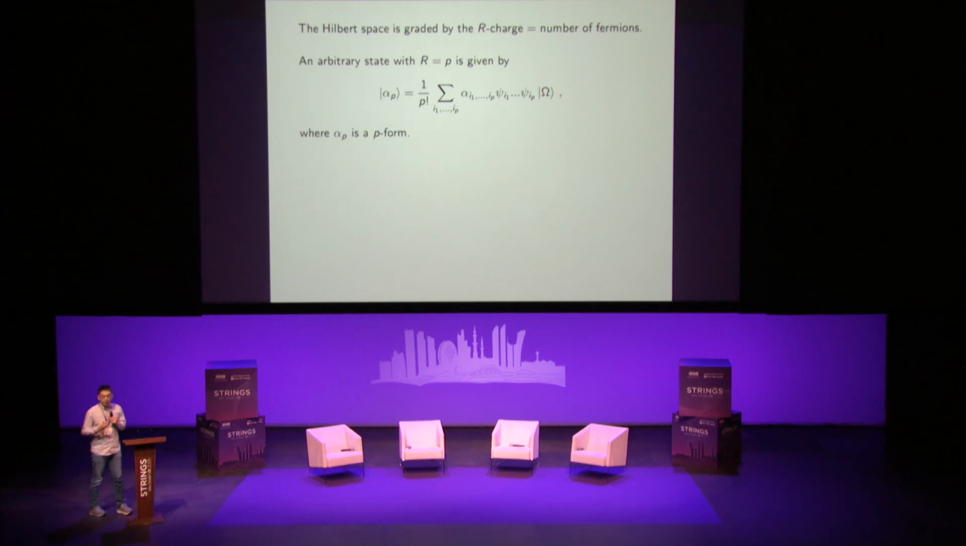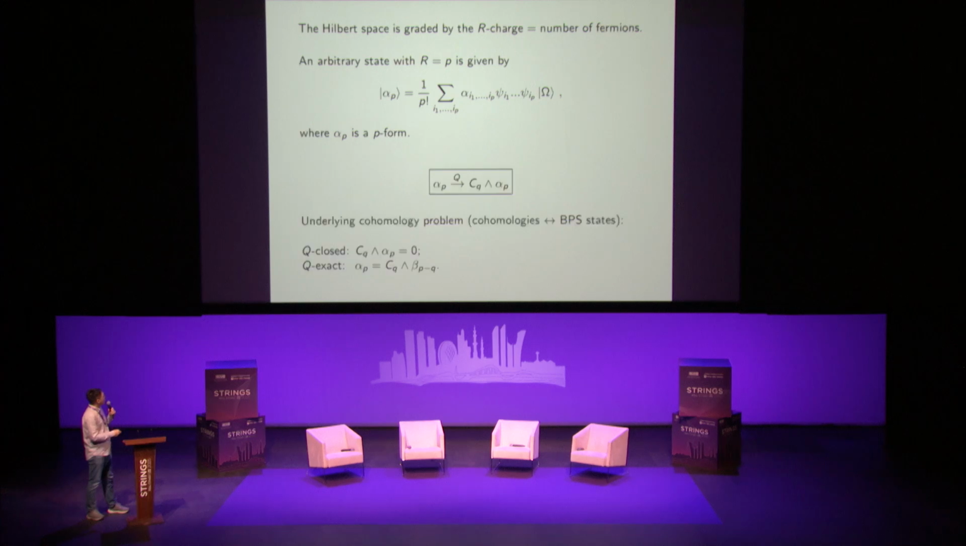Now let's finish setting up the stage. First of all, we notice that the Hilbert space of the model can be graded by the R charge, which in this case is simply the number of fermions. And an arbitrary state with R charge equal to P, meaning containing P fermions, is given by this expression. So it's some P fermion operator acting on the Fock vacuum weighted by some coefficient, which again can be thought of as a P form.